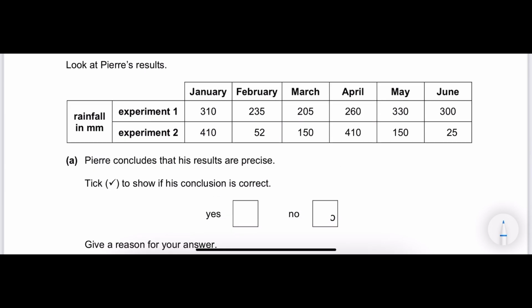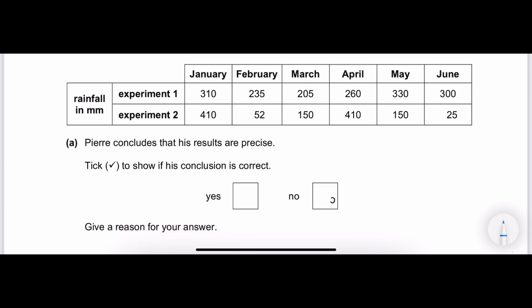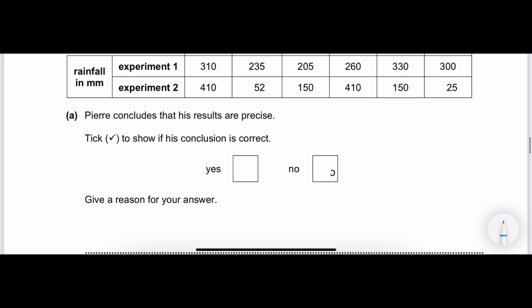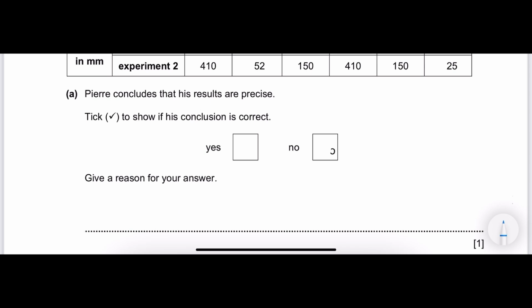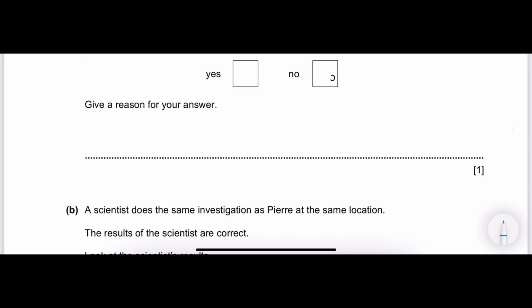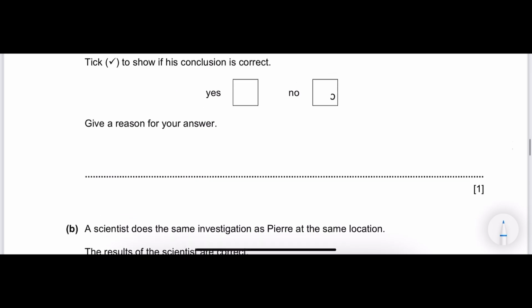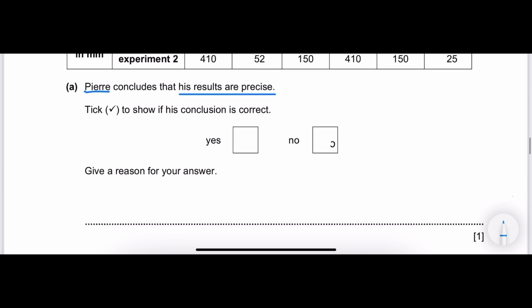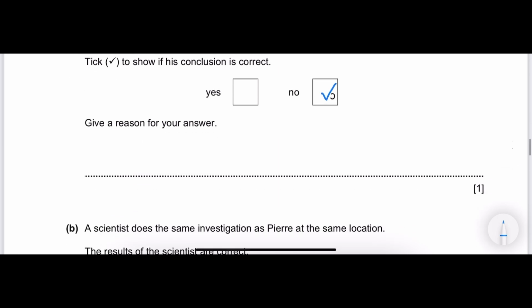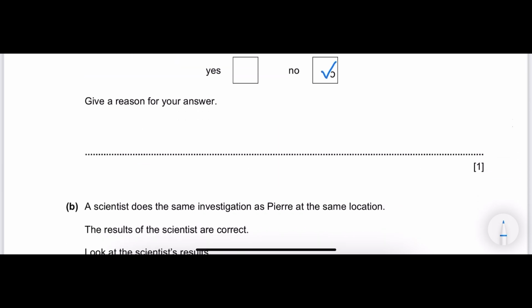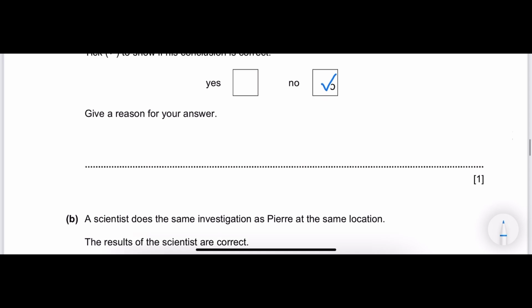Question 14. In this question, Pierre measures rainfall for 6 months using 2 experiments. A. Is Pierre's first experiment precise? No. The values in experiment 1 and experiment 2 are significantly different. Precision means repeated measurements should be close together, which is not the case here.